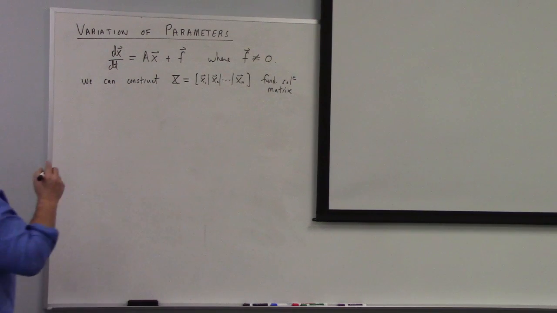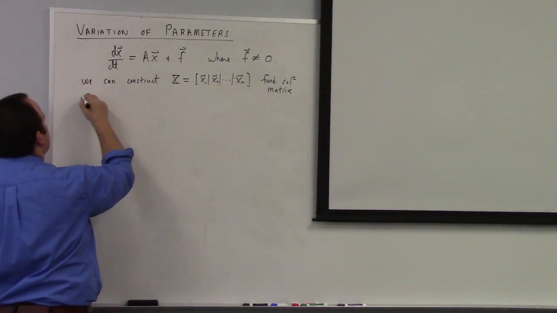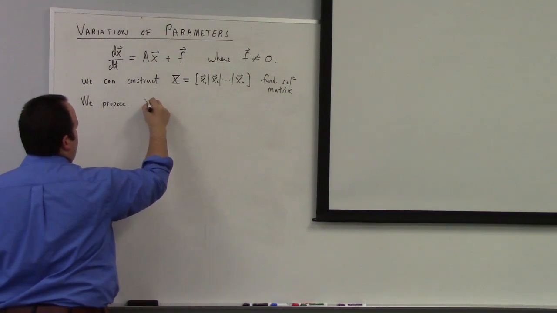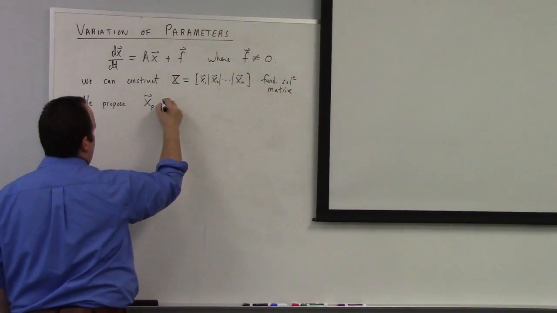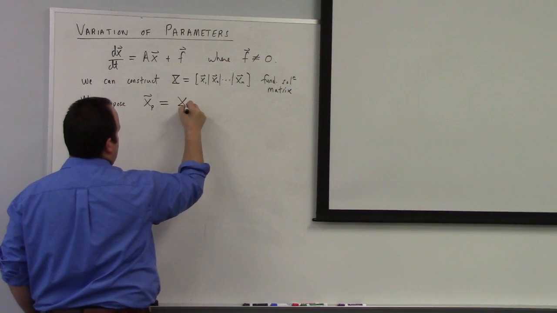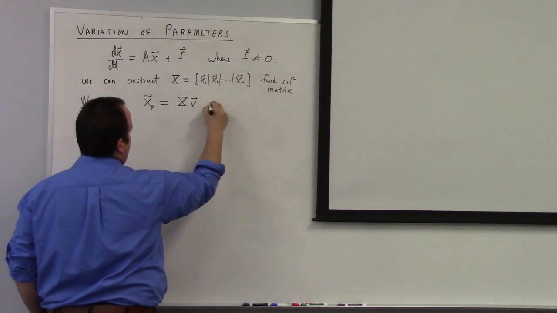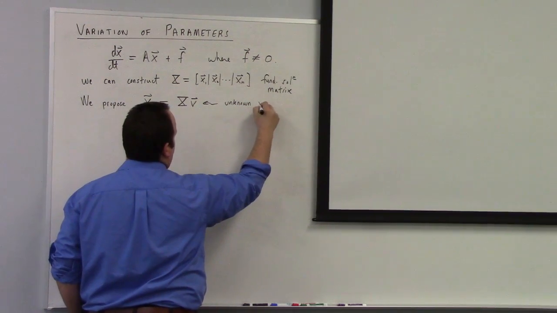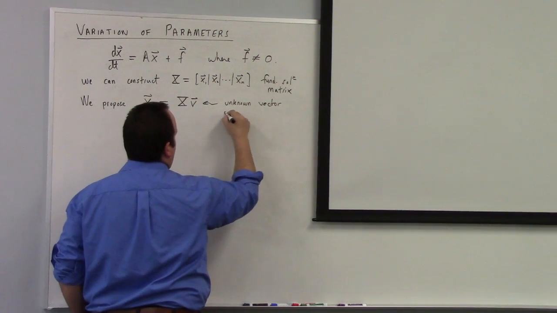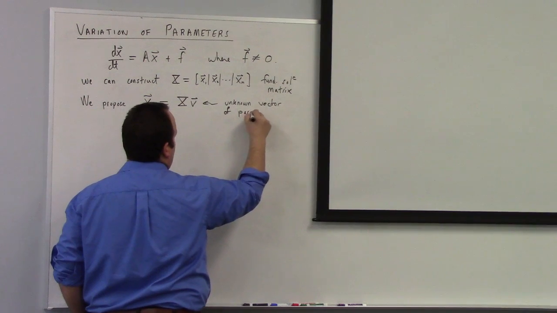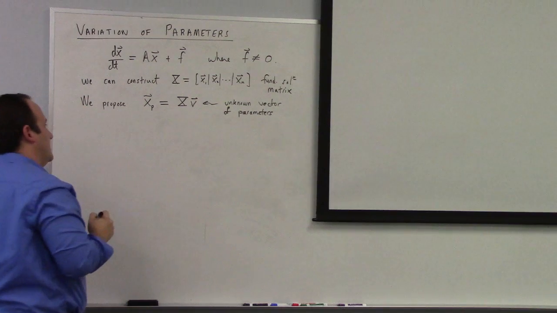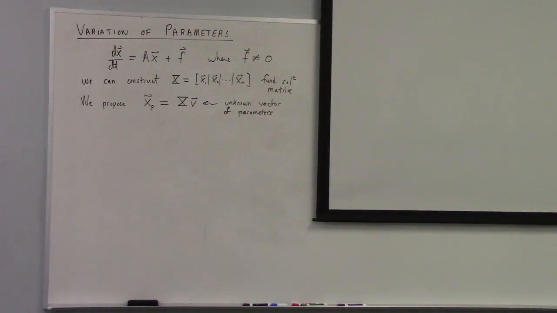So here's the method of variation of parameters. We propose that the particular solution has the following form: X times v, where v is some unknown, at the moment, vector of parameters. And our claim is that that's a sufficiently general guess as to solve this thing, all right?